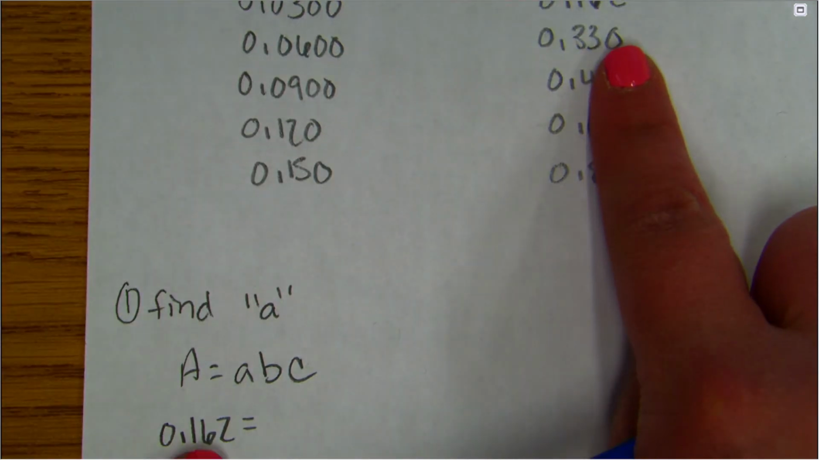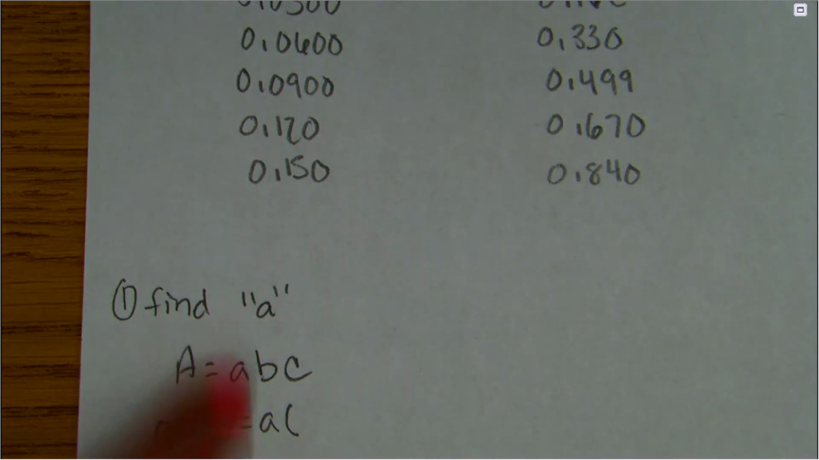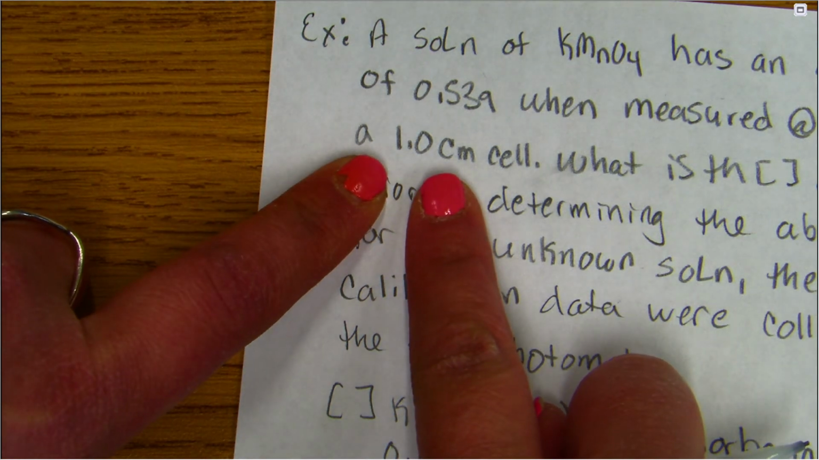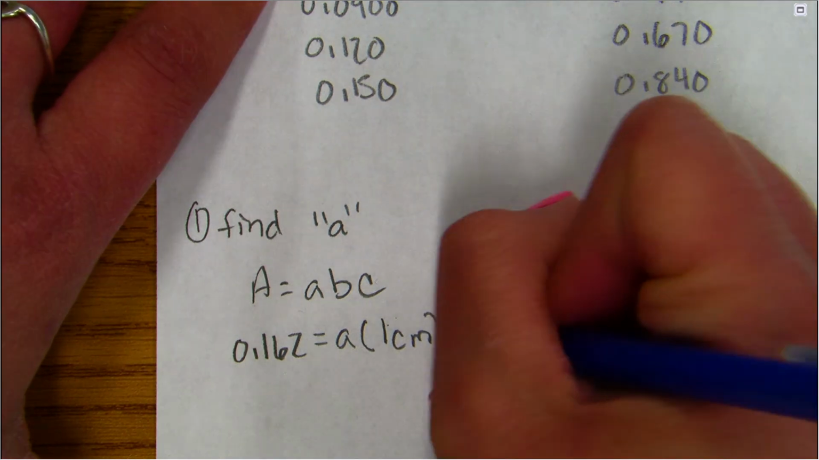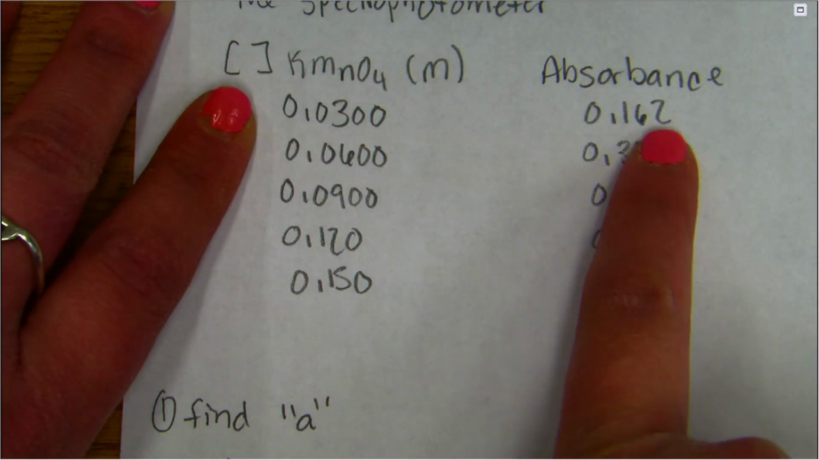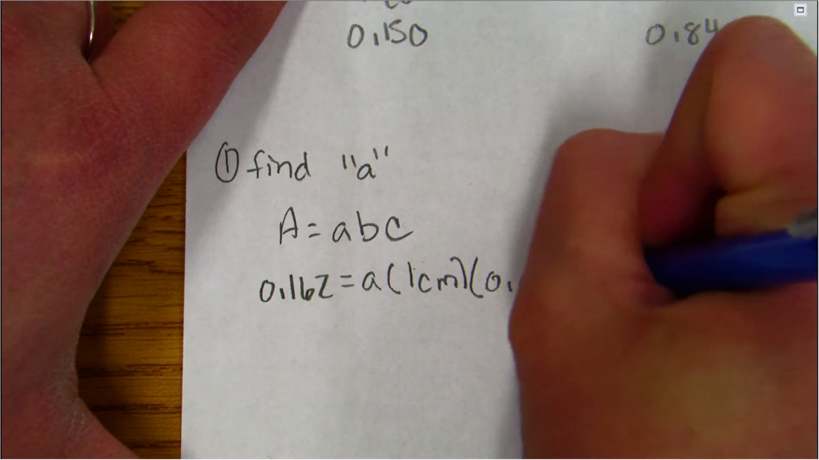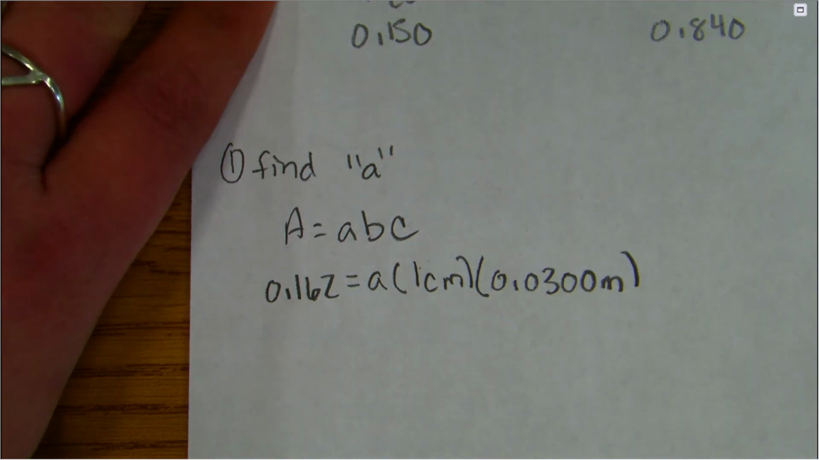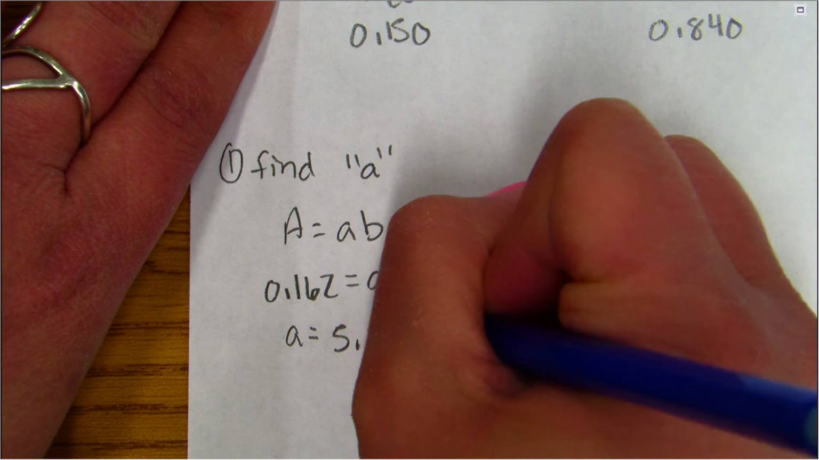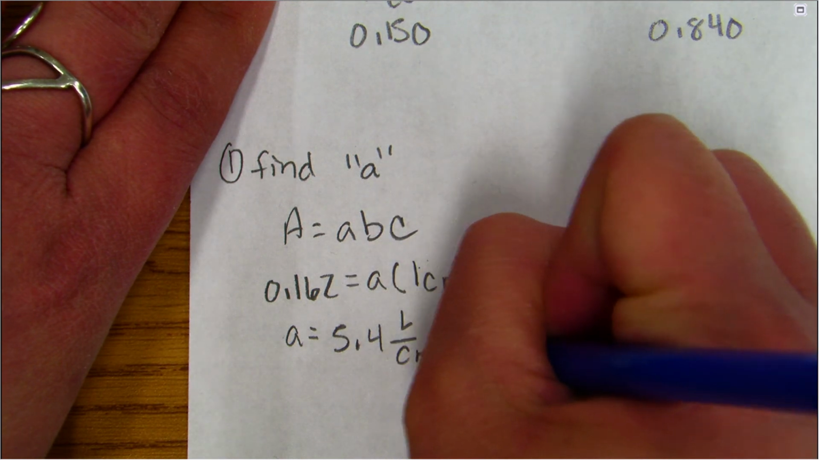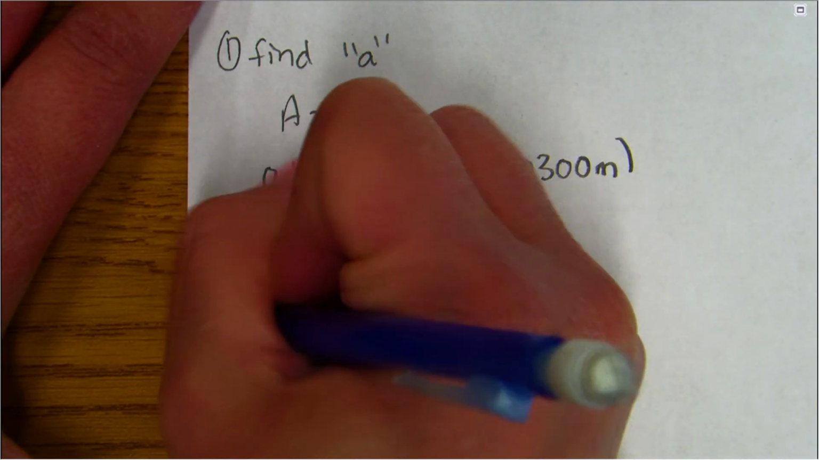So here's my absorbance. My B is the size of the cell, which it tells me is a 1 centimeter cell. And my concentration for this absorbance is 0.03. So when I plug this into my calculator, I find my little a to be 5.4 liters per centimeter mole. Now that I have my little a, I can now find C.